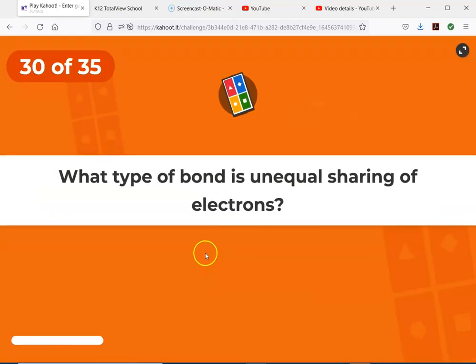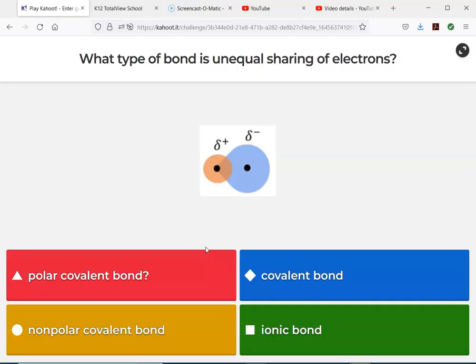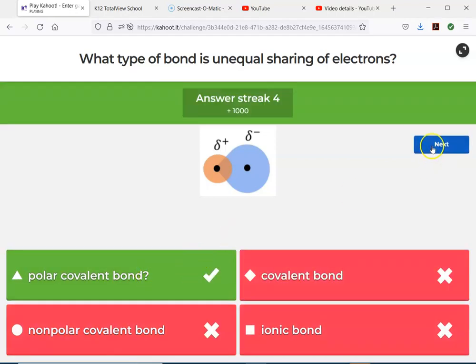Number 30. What type of bond is unequal sharing of electrons? Where one has a slightly positive charge and the other has a slightly negative charge. I can see a positive pole and a negative pole, so it must be polar covalent. I'm not asking you, I'm telling you that actually is the correct answer. I'll take the question mark out of there.